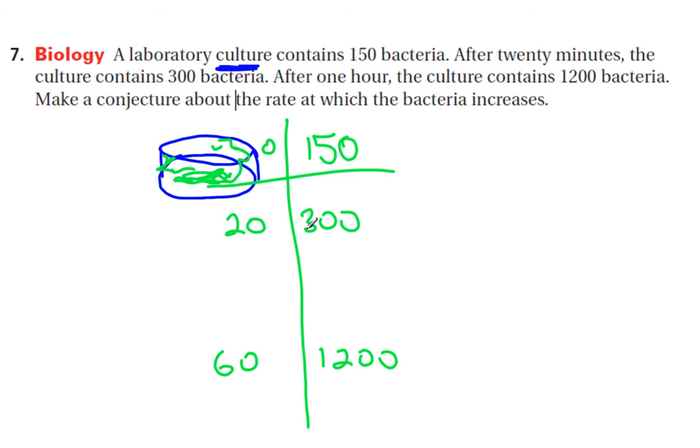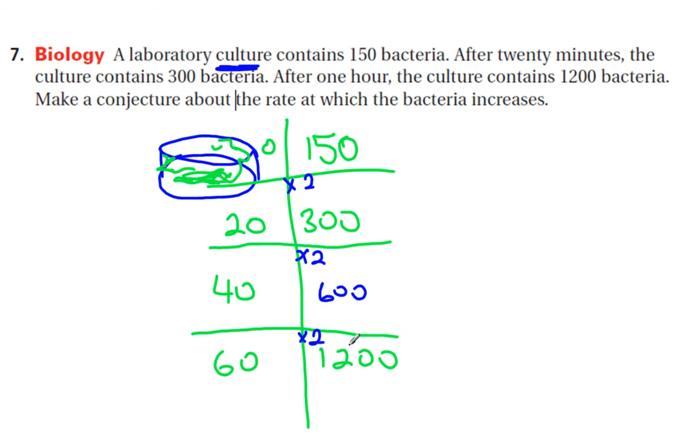So we're trying to find a pattern here. We go from 0, 20 to 60. Well, what's in between 20 and 60 is, hopefully you can see, 40. And if we look at this and we use some common sense, we can say, well, 150 to 300, this looks like times 2, right? And 300 to 1200, that's times 4. So maybe from 20 to 40 minutes, maybe it doubles again. So 300 times 2 is 600. And then 600 times 2 is 1200. And oh my gosh, it works.